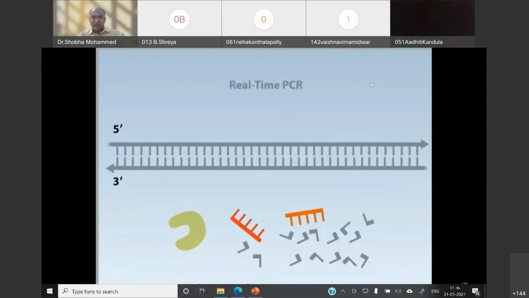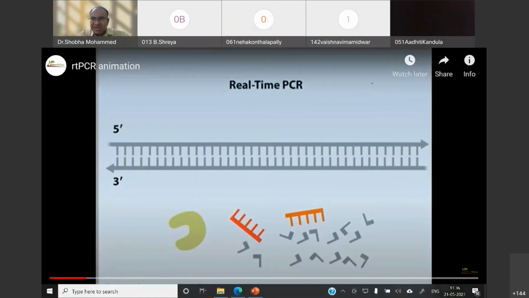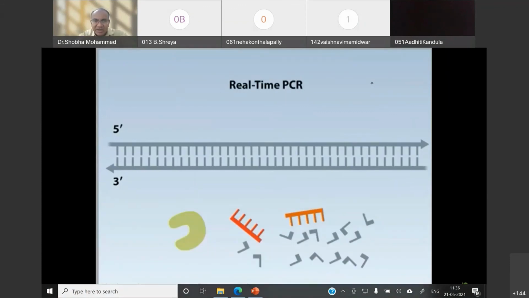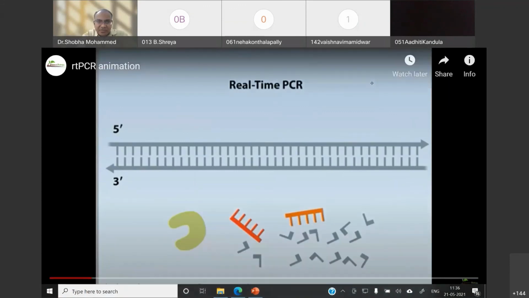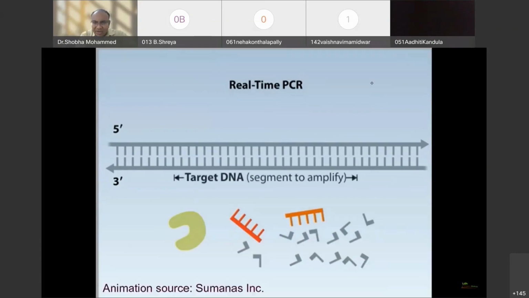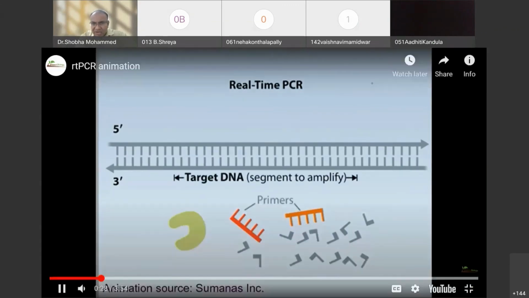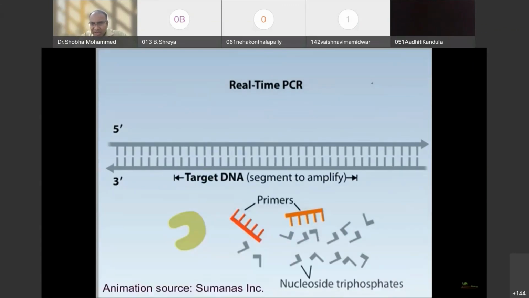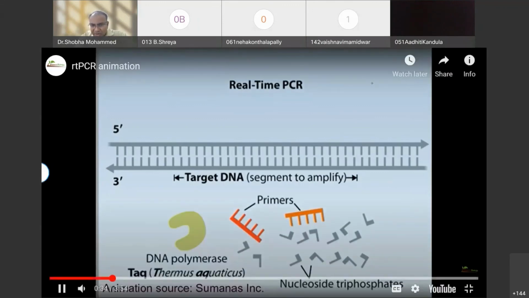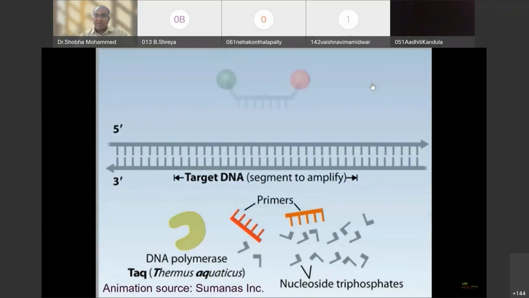No, okay. So now this is a real-time PCR. I'm going to explain and repeat the things here. We have a 5' end and the 3' end here. You can see here, we have got the target DNA. This we call a target DNA, the segment I want to amplify. I am going to use the primers here, and we have the DNA polymerase, which we call Taq polymerase.